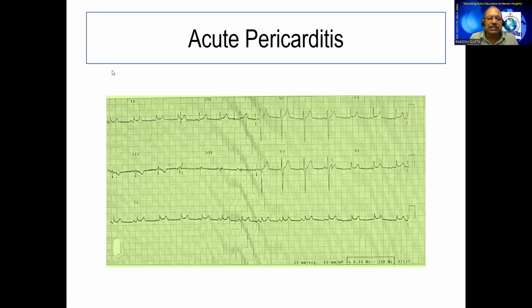This is a classical ECG. If you happen to look at the ECG, this is curvilinear. It's not dome-shaped ST elevation. And it's seen in generalized, all the leads of the ECG. So that's what is suggestive of it. The picture looks like an acute MI, especially an inferior wall MI, but truly the picture is not so.